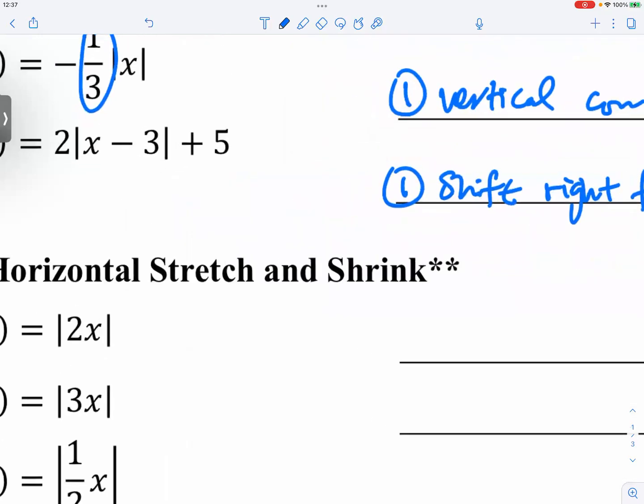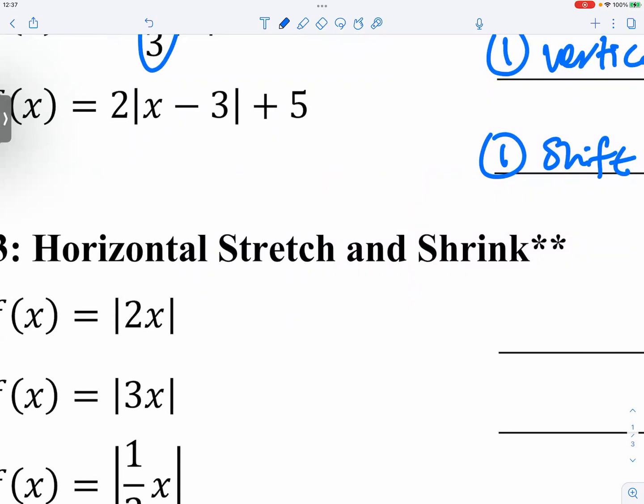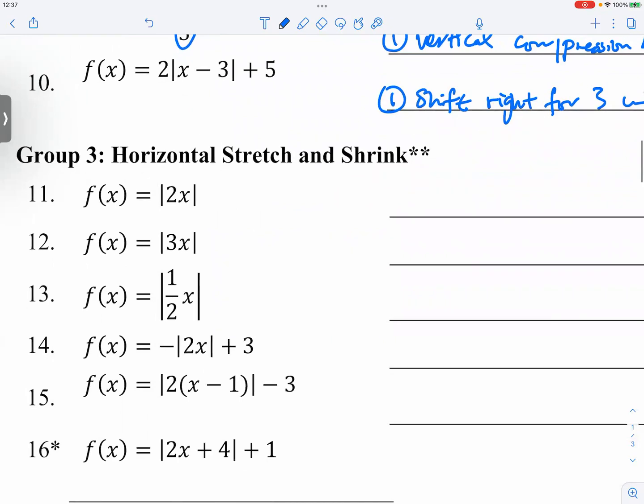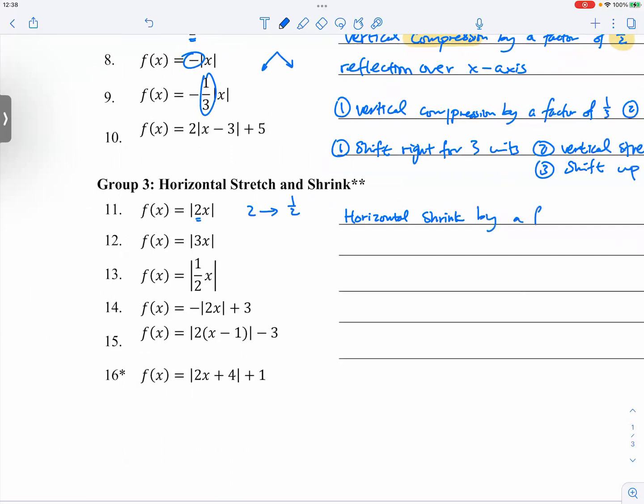Now, for group 3, I put down 2 asterisks right here to remind you that this is going to be a little bit bumpy. Why is it bumpy? Because you look at this B value, this B number right here. If you see the 2 right here, then the number you should be thinking is 1/2. Since it's less than 1, then we know it is a compression or shrink. So we will say horizontal shrink by a factor of 1/2.